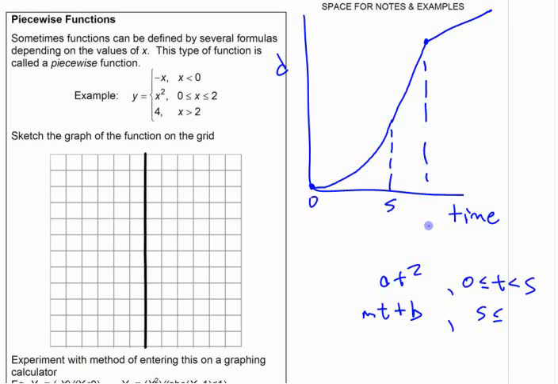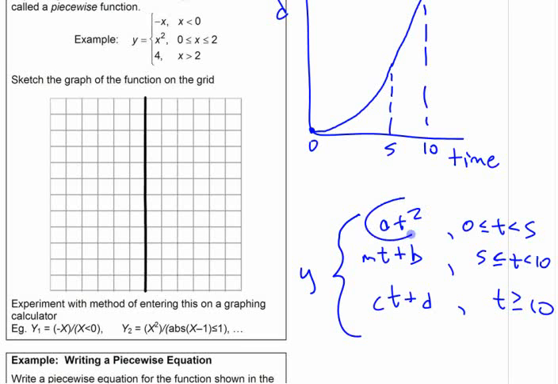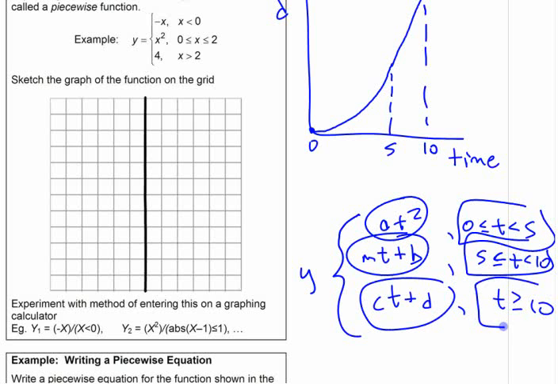So you'd need another piece for this, maybe 10 seconds or something, even though the scale doesn't work there. And then it's something else here: c times t plus d, whatever that other line up there is, when t is greater than or equal to 10. Don't worry about all this. I just don't want to bother making up numbers for all these a's and b's. But you say y is equal to this function for this interval, this function for this interval, and this function for this interval.